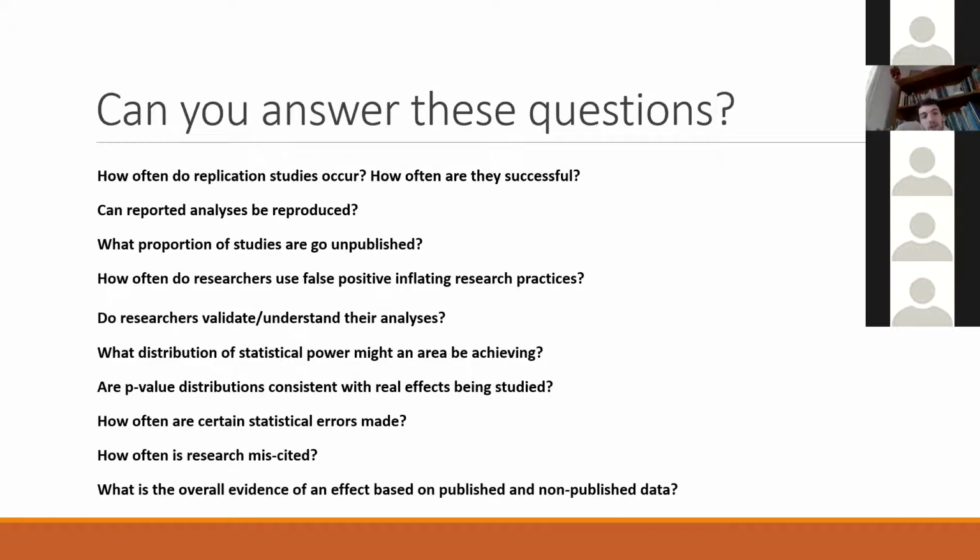Very simple, from just like, how do replication studies occur? Well, you can take a random sample of journals and just code how many of them are replications. Were they interpreted as successful? These are the types of things that we want to be able to answer, to be able to assess the credibility of our research.